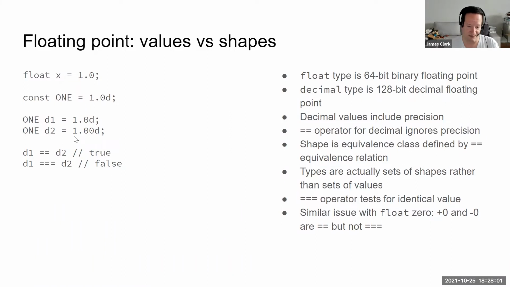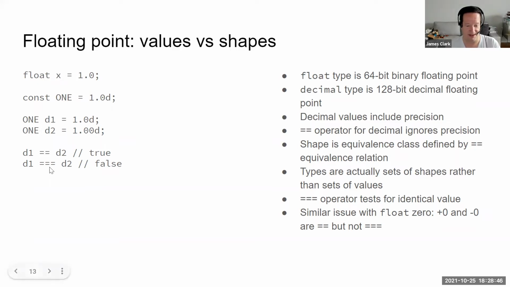So when we're thinking in terms of types, I've said types are sets of values, and that's not actually true. They are sets of what we call shapes, where a shape is an equivalence class that's defined by the equals equals relationship. So if I have a type 1, defining that singleton value 1, I can assign both this value to it and this value to it, and these 2 values will be equals equals because they have the same shape, but they won't be identical.